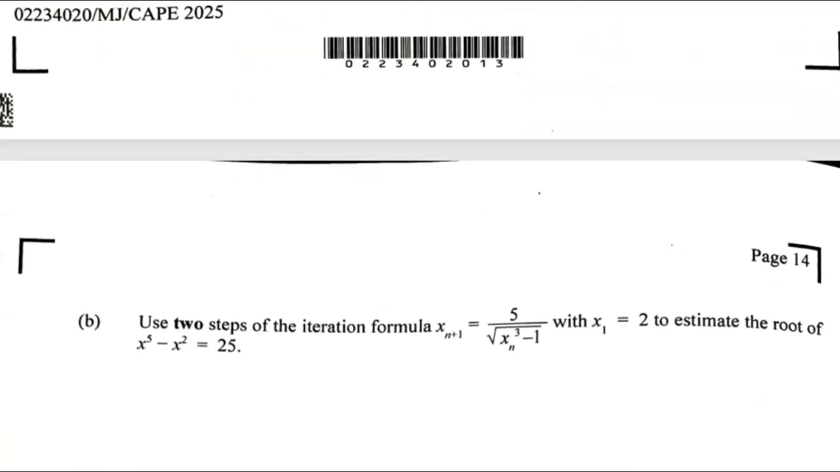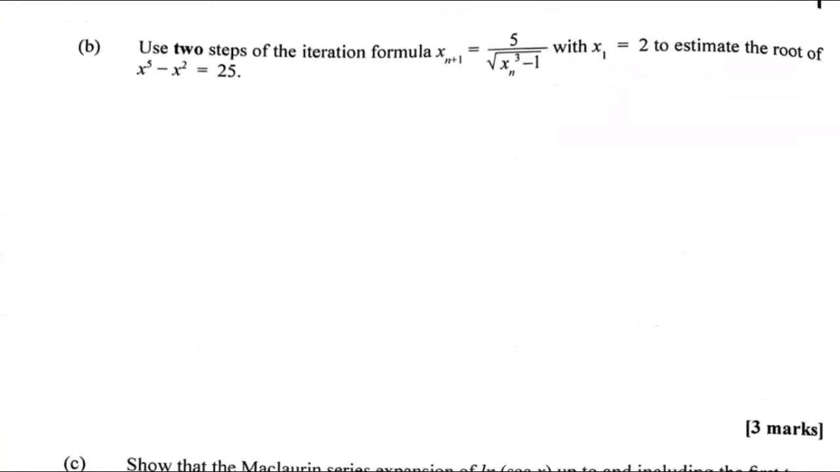Let's continue. Part B. Use 2 steps of the iteration formula x subscript n plus 1 is 5 over the square root of x cubed minus 1, with x subscript 1 equal to 2, to estimate the root of this equation: x to the 5th power minus x squared minus 25 equal to 0. So we have x1, so we need x2 and x3. So 2 steps. So the first step will be to get x2.